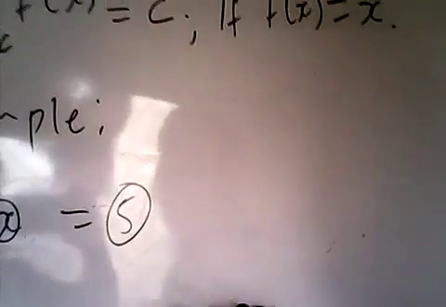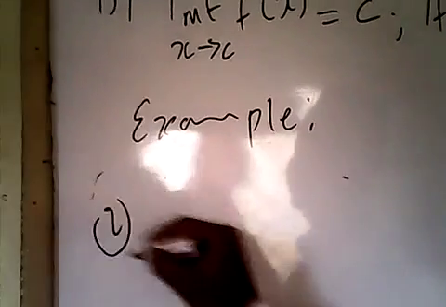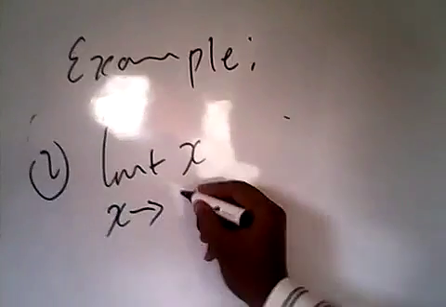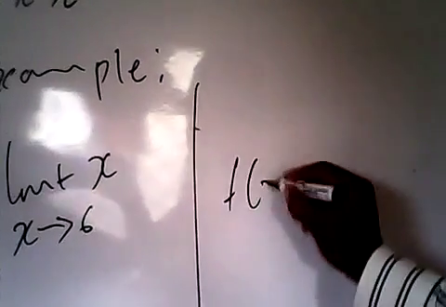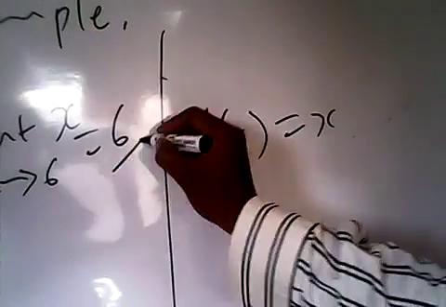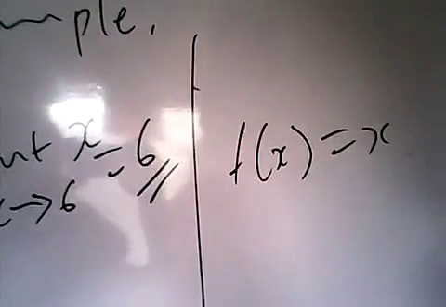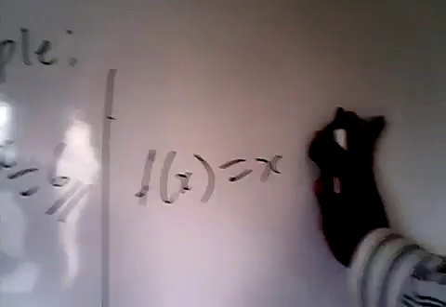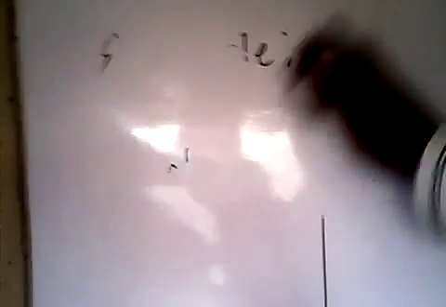Now we can take another example. There's a limit of x as x tends to 6. Obtain the limit of x as x tends to 6. It's obvious that the function of x here is x. Now as x tends to 6, the limit will also be equal to 6. So that is the limit rule.